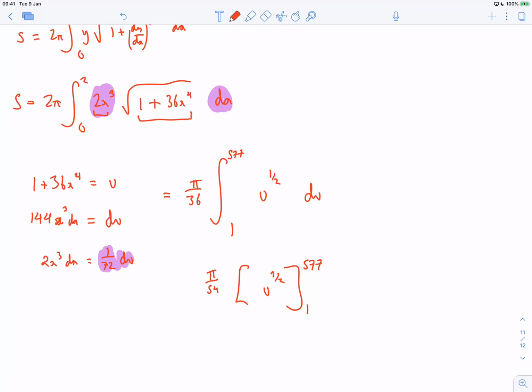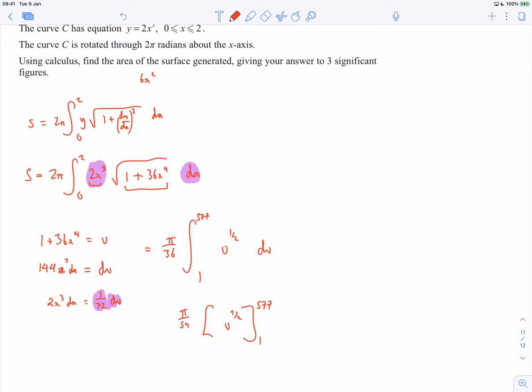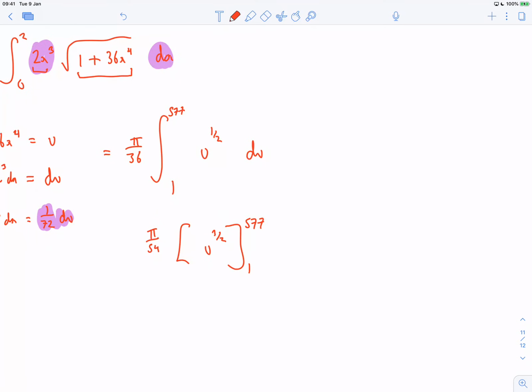Really? 577 is not going to be a square number, is it? So 577 to the power of 3 over 2. Yeah, that's not going to work. Oh man, really? Give your answer to 3 sig figs. Okay, fine, I can do that.